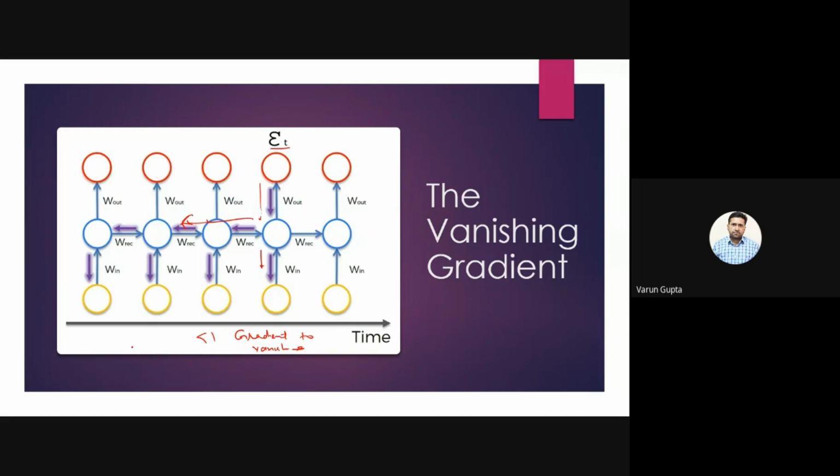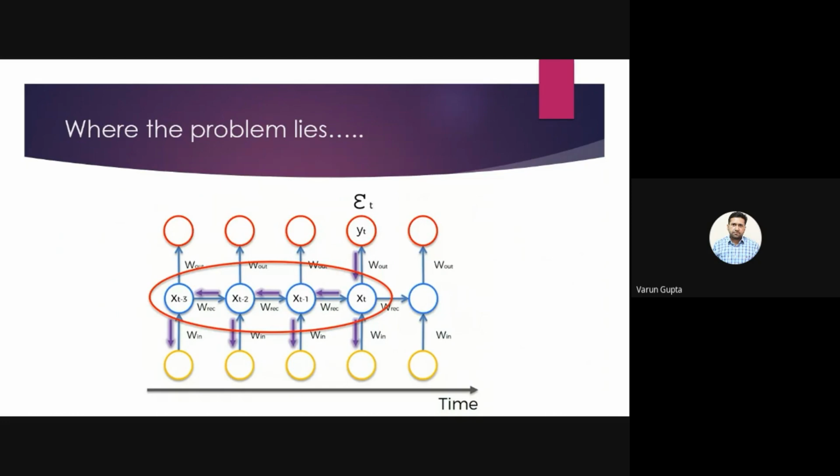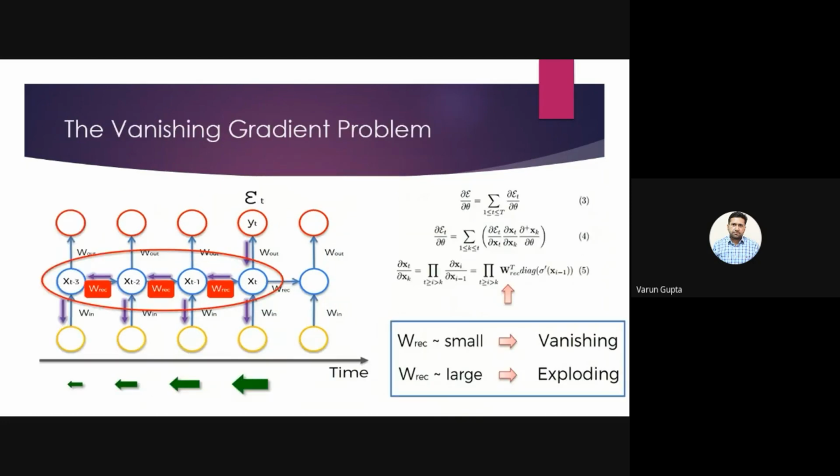Or if it is more than 1, like it's a big number, then you are multiplying it again and again, then it may explode. That is called gradient exploding. So one of those things may happen. If your weights are very small, they may vanish, or if they are very large, they may explode, since you are going to multiply them over a long sequence, over a long period.